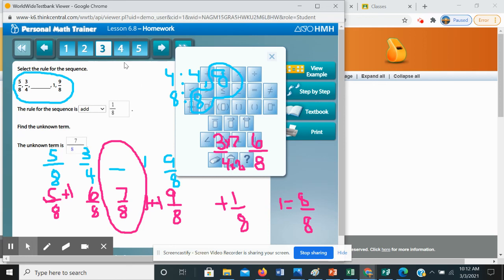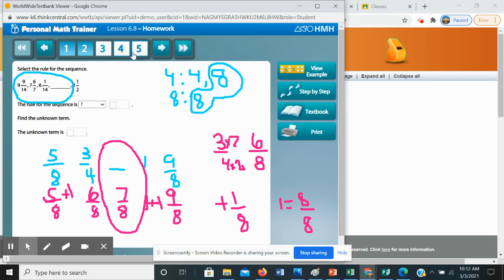All right, and that's how you're going to do number 2, and you'll do number 4 that way as well. All righty, good luck.